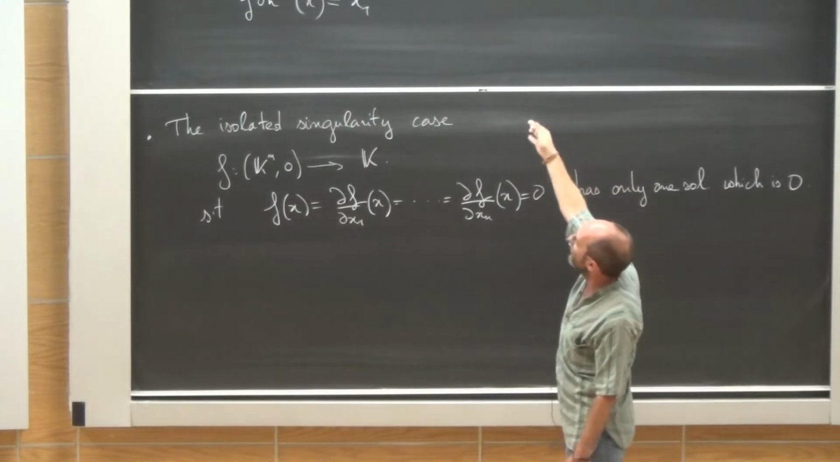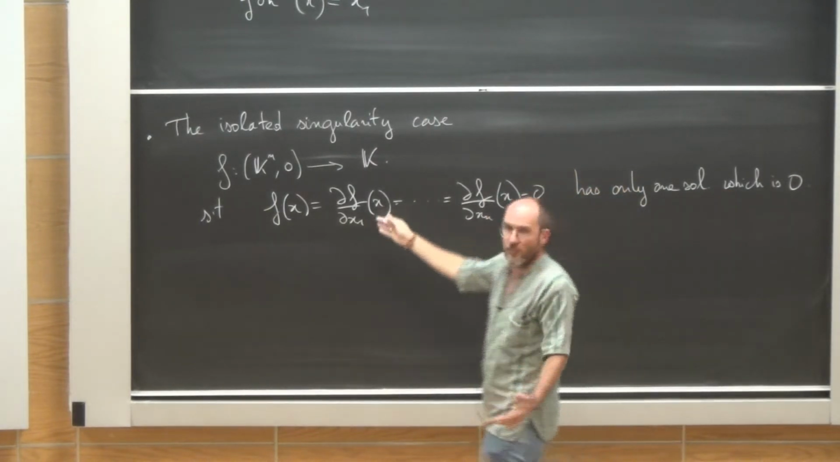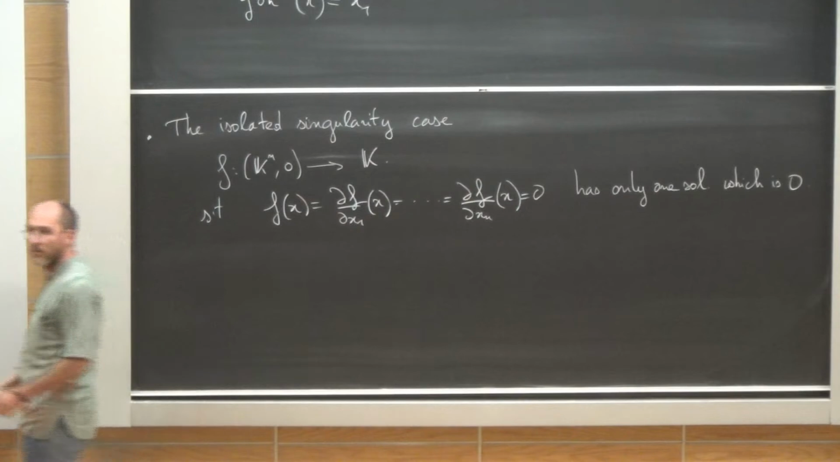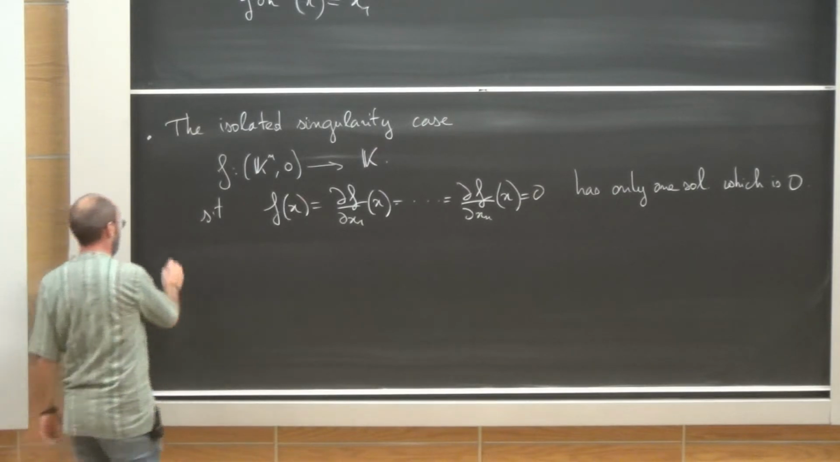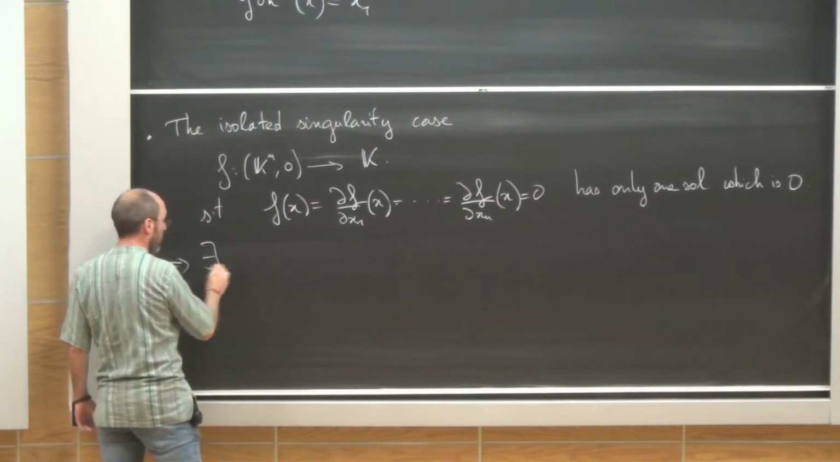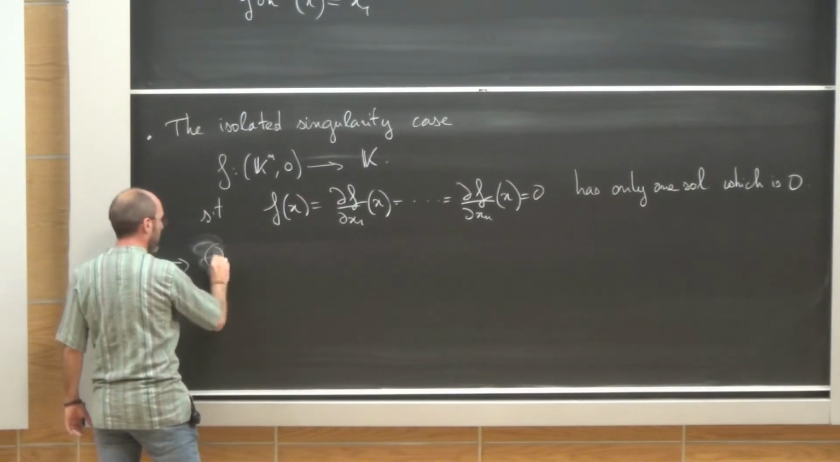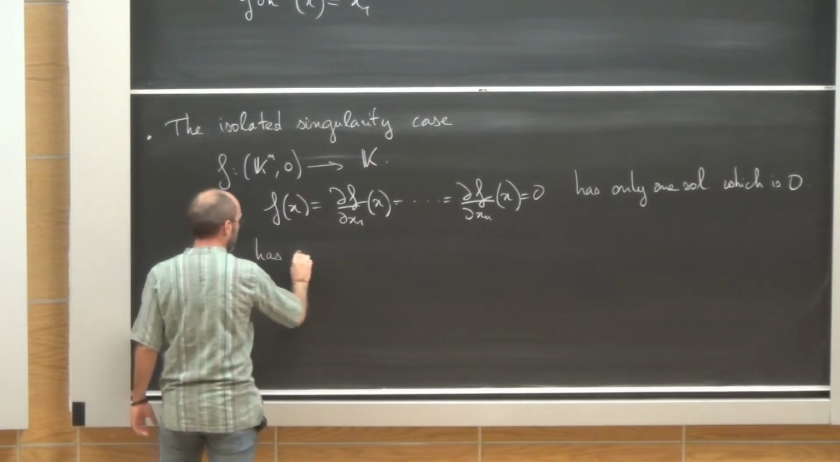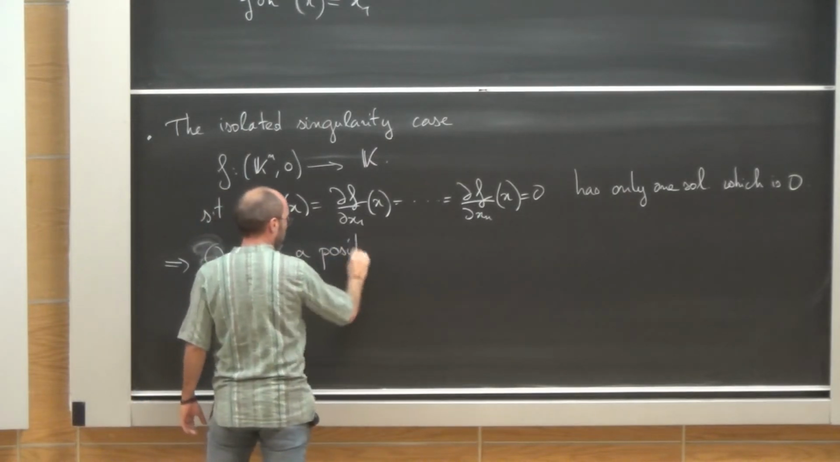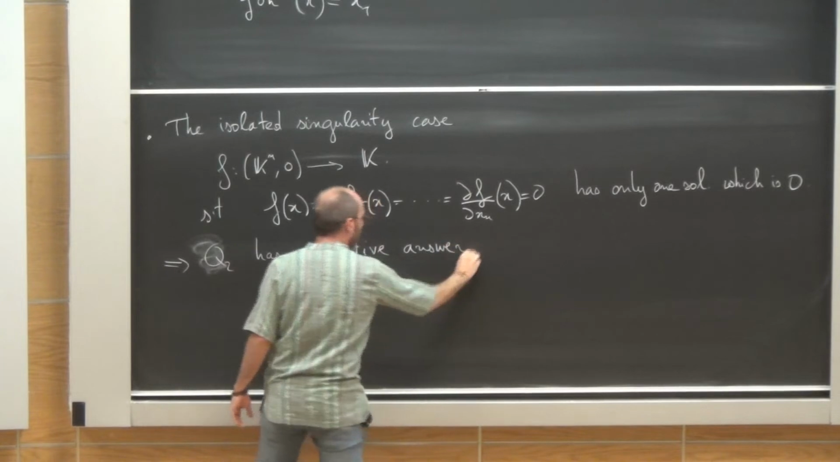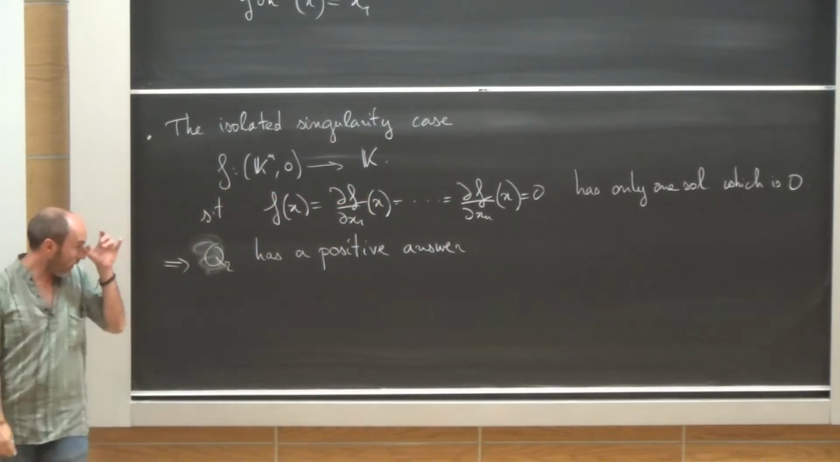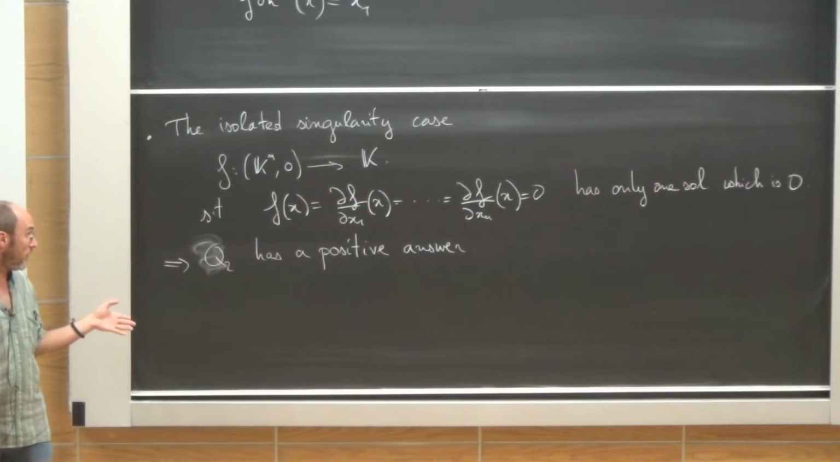So the previous case, the smooth case, is the case where this set of equations has no solution. And the next case is the case where the solution is an isolated point. So in this case, we can always, let's say, question 2 has a positive answer. So it's not that trivial.